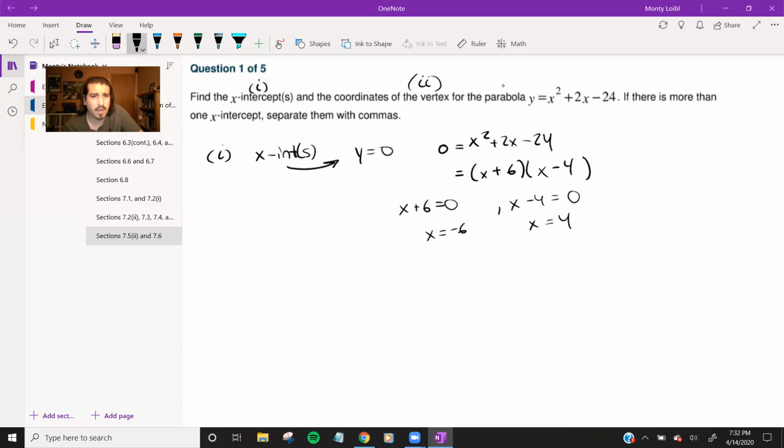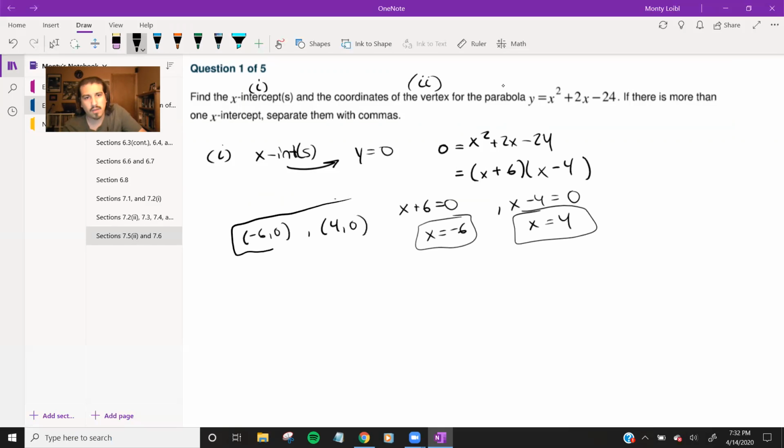So your y-intercepts, or excuse me, your x-intercepts are these. Or you could write them out as points, right? So negative 6, 0, or 4, 0. So this is where the graph is going to cross the x-axis, at these 2 points.